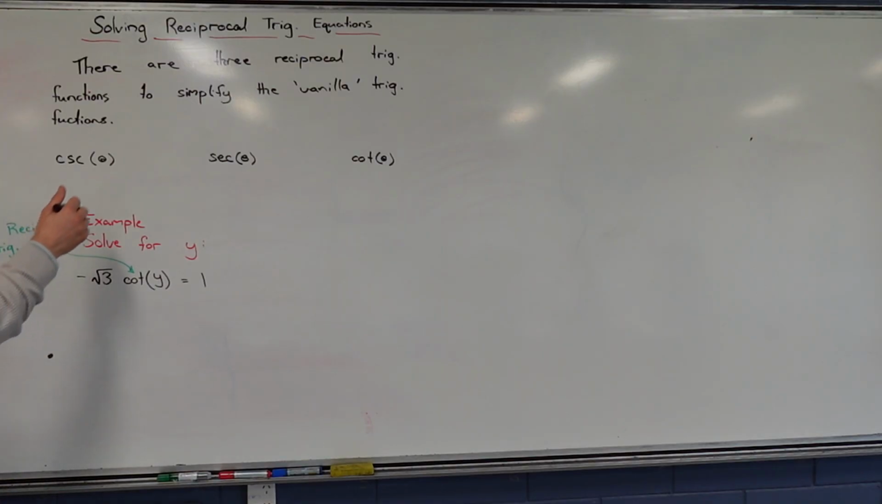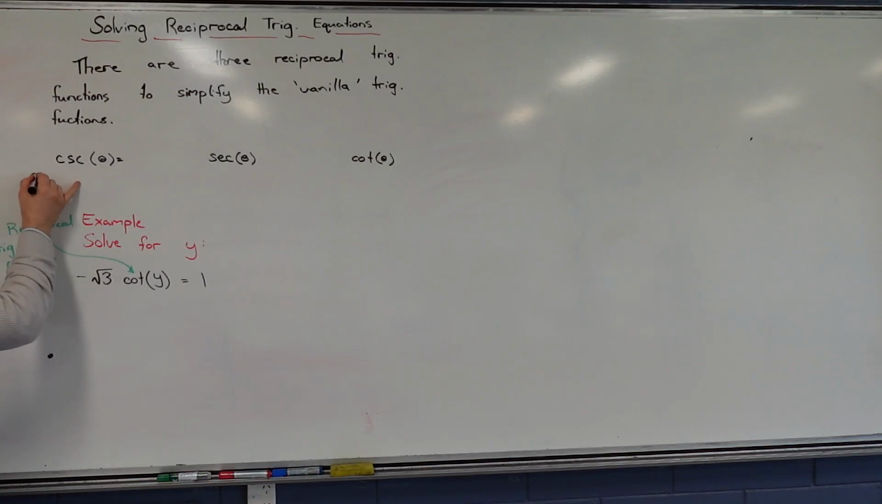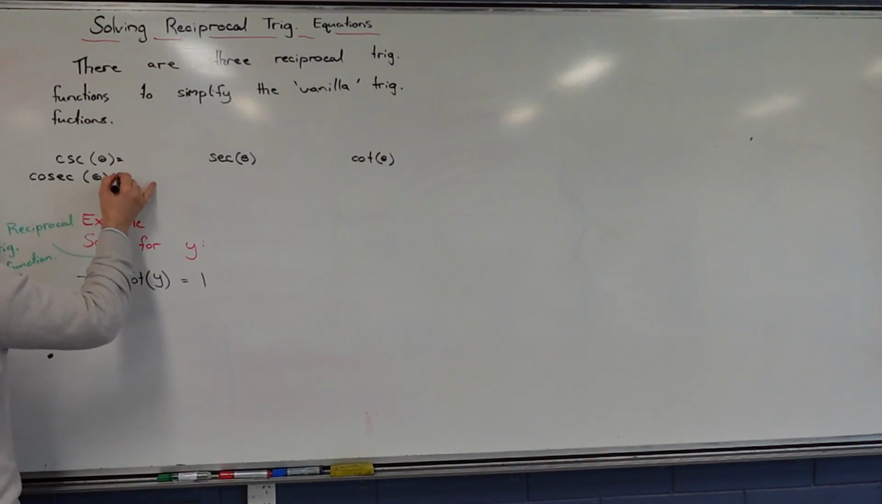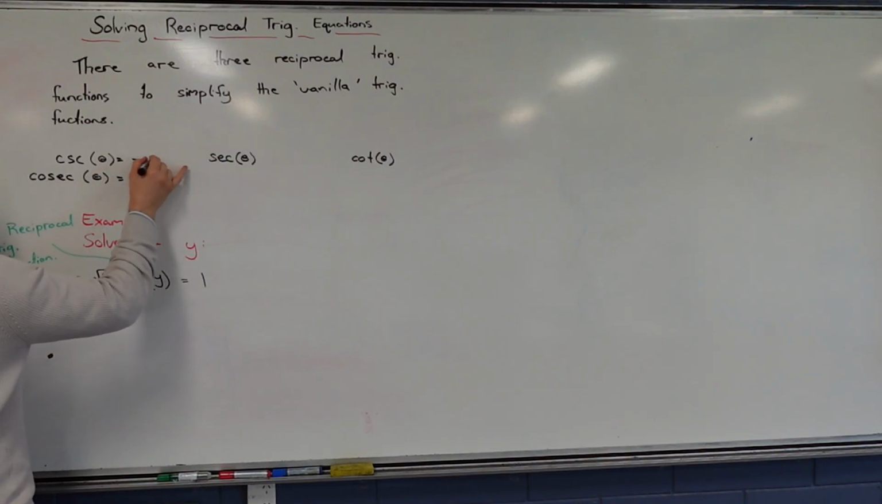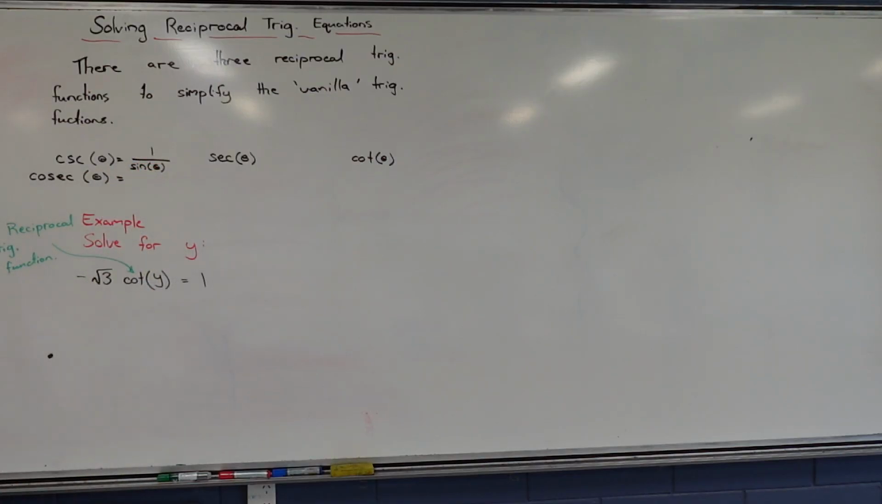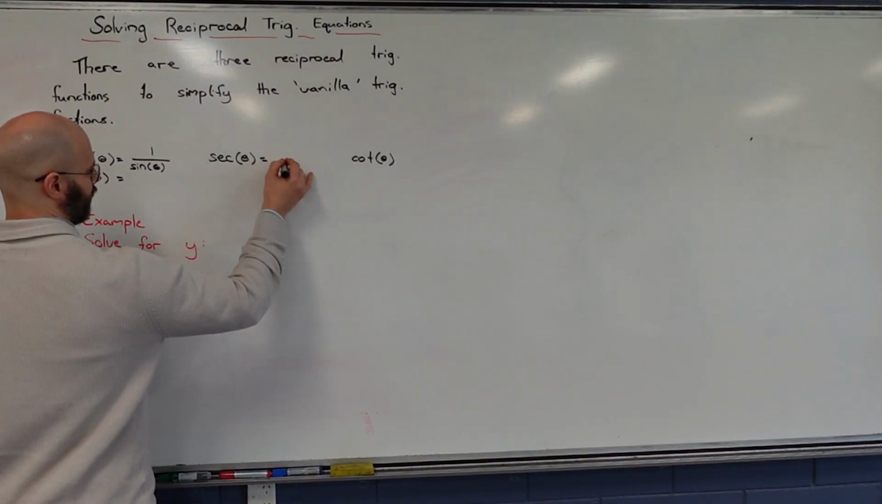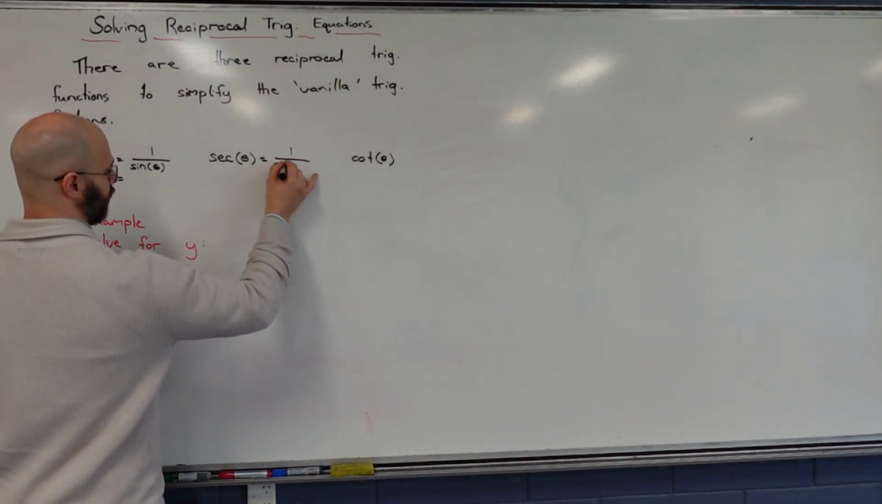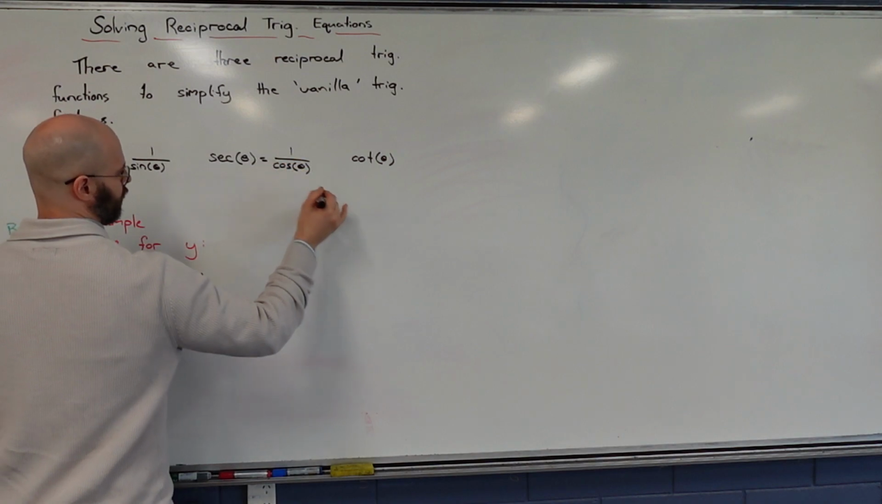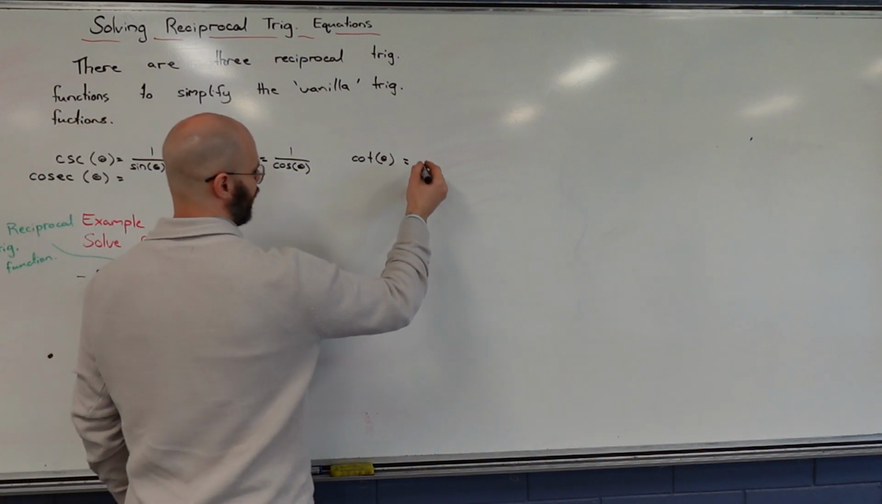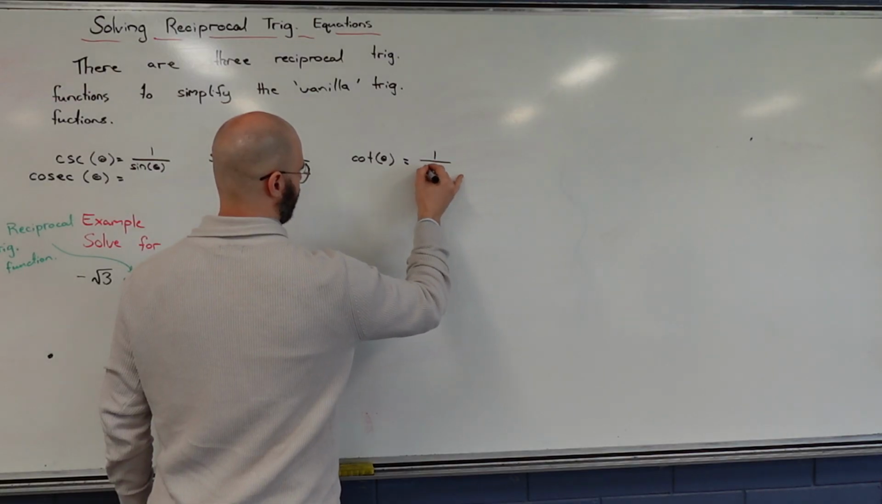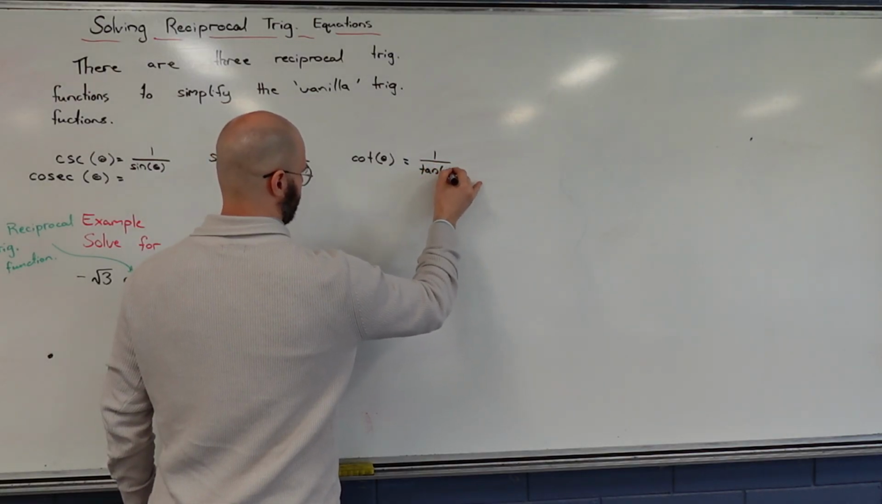The first one, CSC, stands for cosecant. Sometimes people write it as cosec theta. But basically this simply means 1 over sine theta. The next one, secant, is simply 1 over cos theta. And the final one, cotangent, is 1 over tan theta.